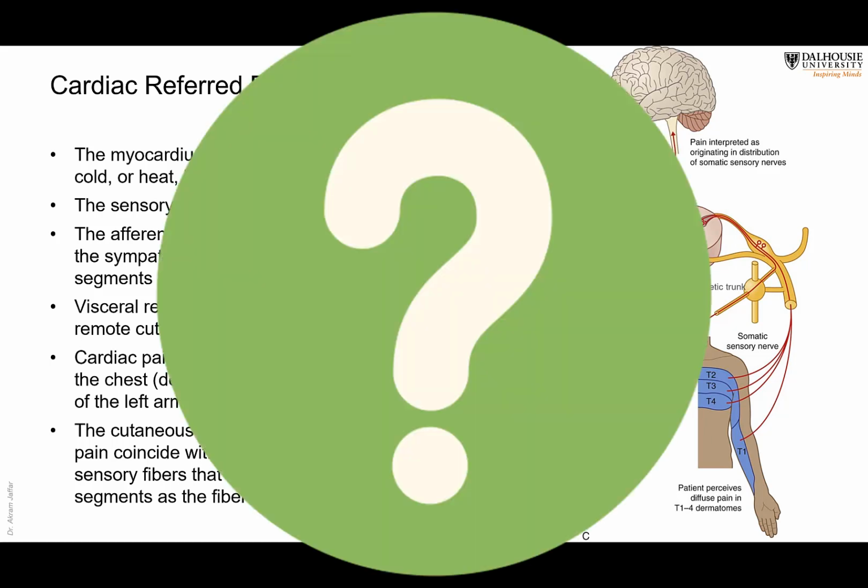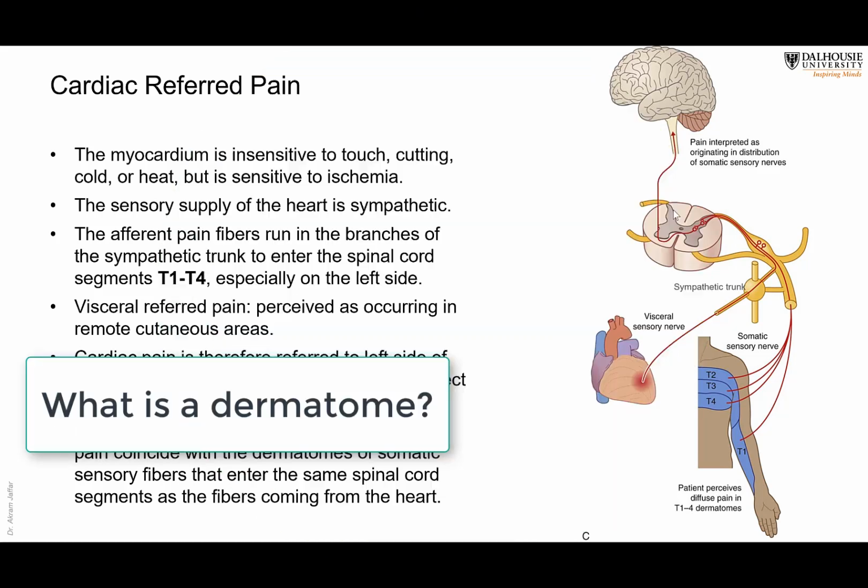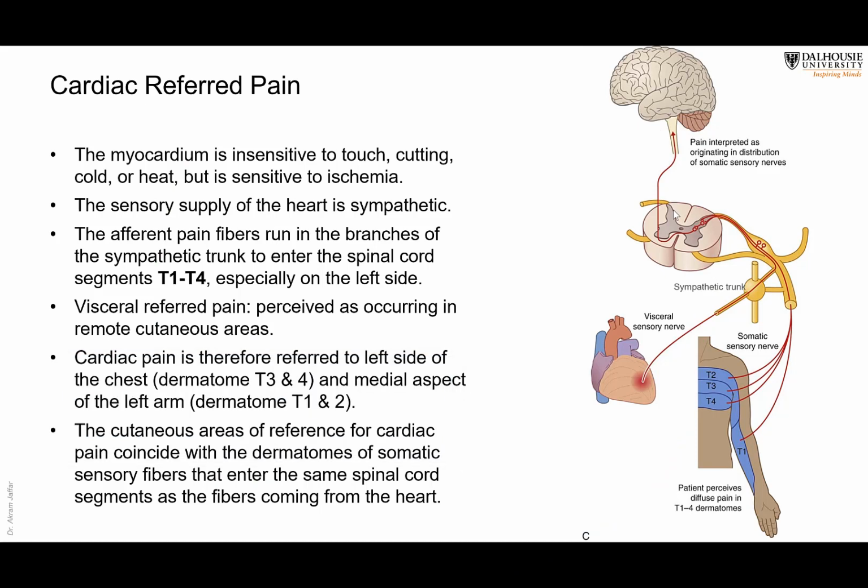You have a question? Yeah, I don't know if I'm really clear on what a dermatome is. Oh, so a dermatome is a skin area. Derma, from dermis, is a skin area that is supplied by a single spinal nerve. Somatic sensation: pain, touch, temperature.